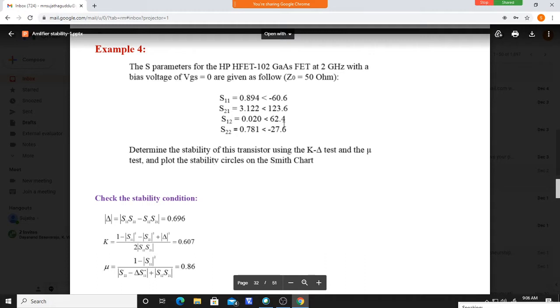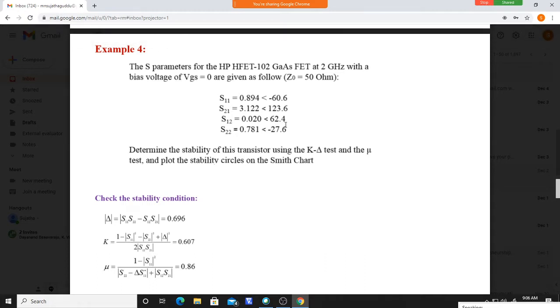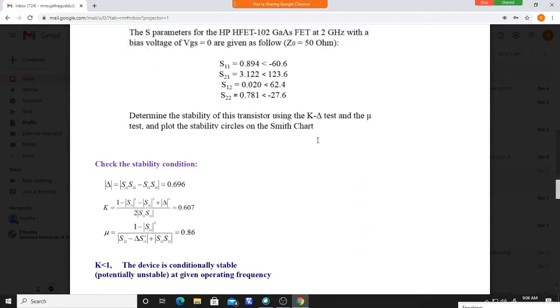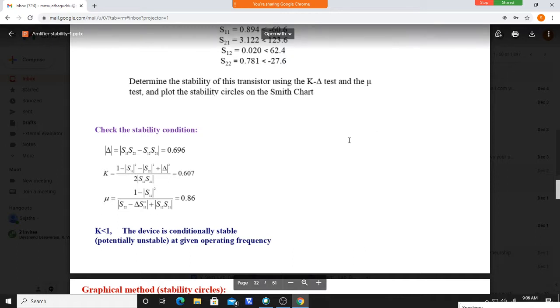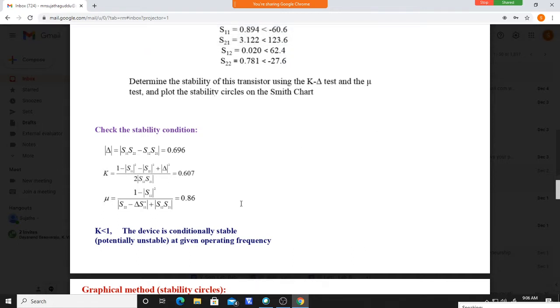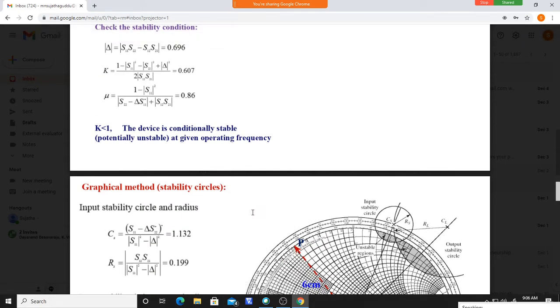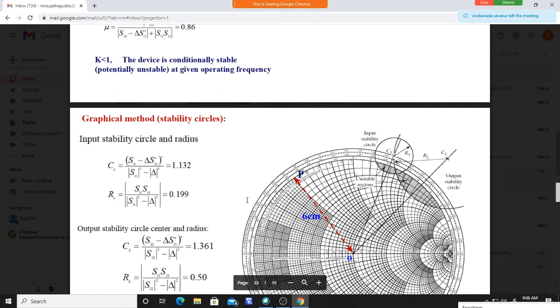But if it is conditionally stable, we should draw the stability circles. For this problem, it is conditionally stable, because the k value is less than 1 and mu is also less than 1. For unconditional stability, k must be greater than 1 and mu must be greater than 1. But both are less than 1, so it's conditionally stable or potentially unstable. So we should draw the stability circles to check where the stable region is and where the unstable region is.